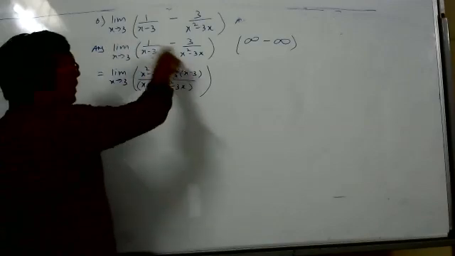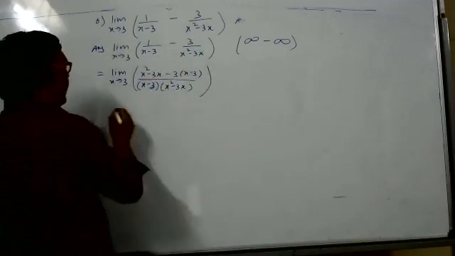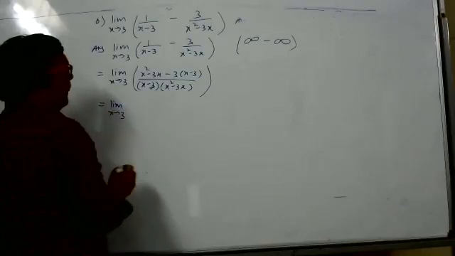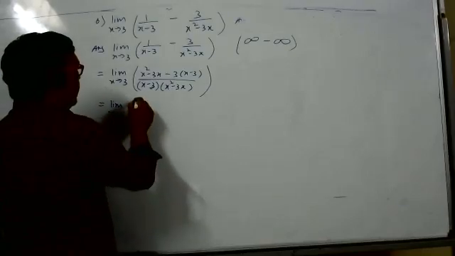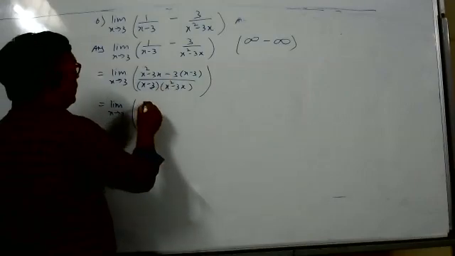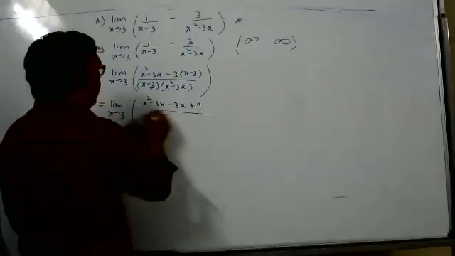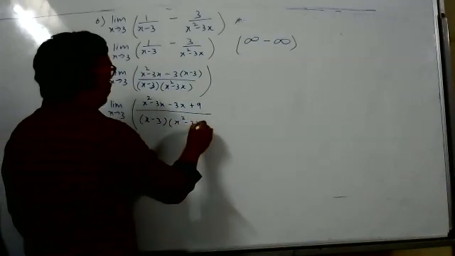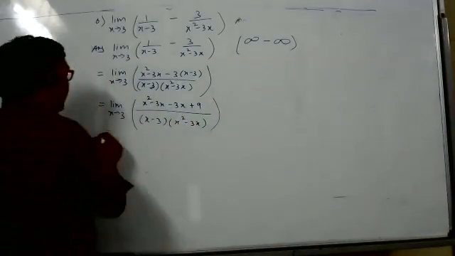Copy, sir. You take the LCM, so this is cross multiply. Limit x tends to 3. Now tell me what I should do. LCM I took. Shall I open the bracket? Yes. Open the bracket means I will get this. Denominator, don't open the bracket, means don't do too many things together. So what is the numerator now?